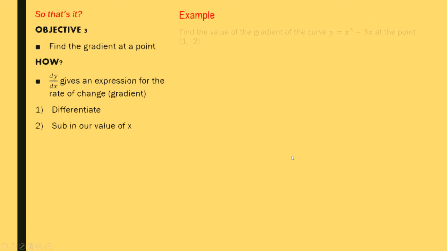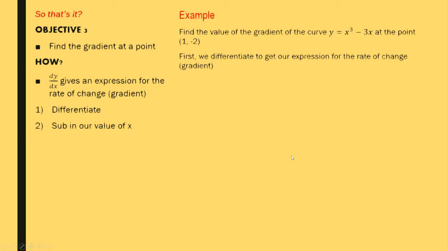So the example I'm going to give you is this. Find the value of the gradient of the curve y equals x cubed minus 3x at the point (1, -2). So first we differentiate to get our expression for the rate of change, the gradient. If I differentiate, 3 multiplied by the front will give me 3 times the 1, and then take a 1 away from x cubed will give me x squared. When I differentiate minus 3x, I'll remove the x to give us minus 3, and we get dy by dx equals 3x squared minus 3.